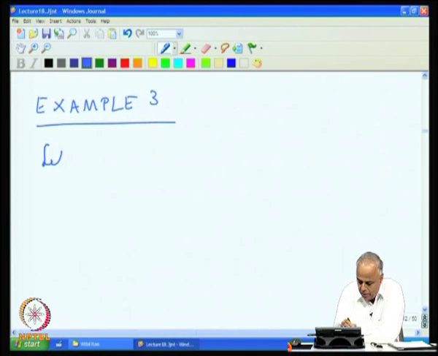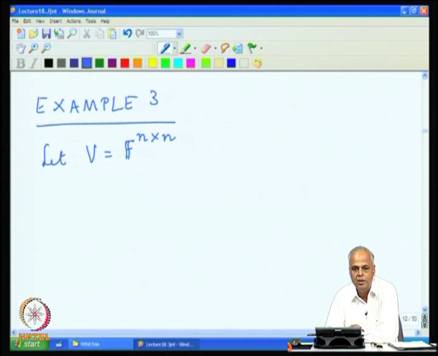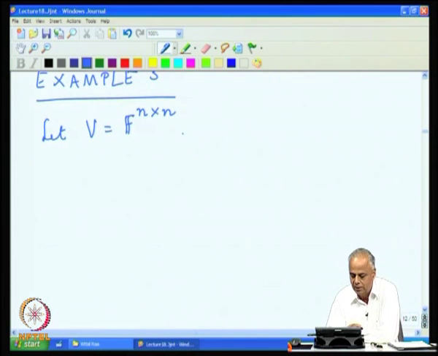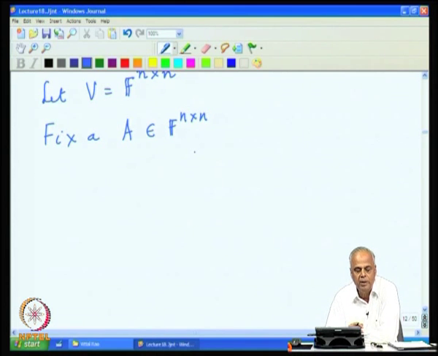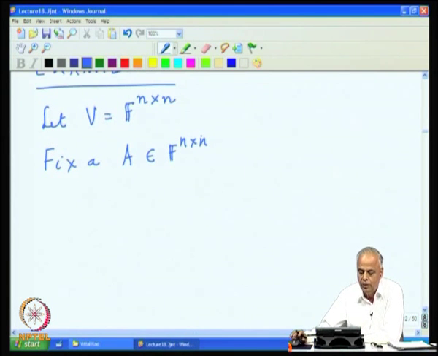So, now let us look at the vector space V to be the set of all n by n matrices over F. So, it is the vector space of all square matrices of size n by n over the field F. We have already seen that this is a vector space with the usual matrix addition and scalar multiplication rules for matrices. Now, look at this vector space and fix a vector here. What are vectors here? They are all matrices. So, fix a matrix A in F^(n×n). Once you fix a matrix A in F^(n×n), through this we are again going to generate a linear transformation on F^(n×n), which means we are going to generate a linear operator on V.